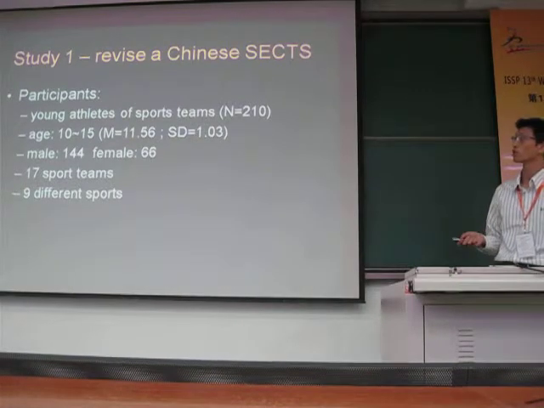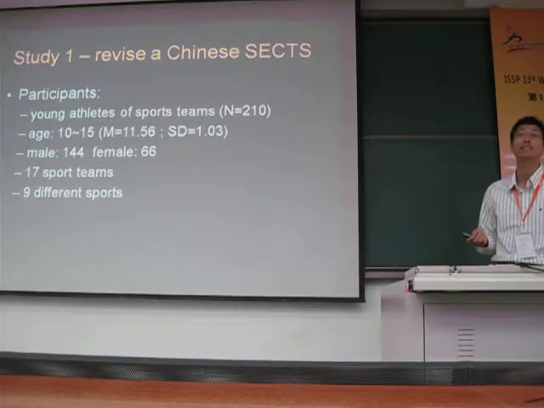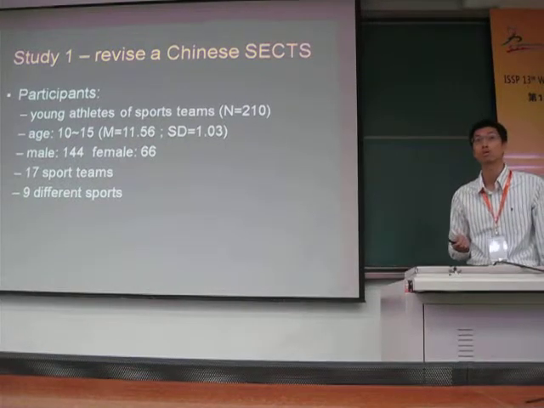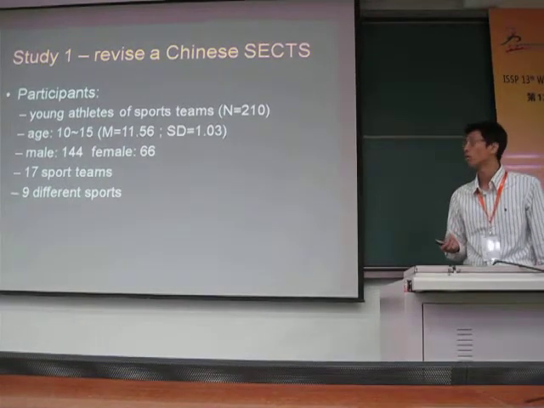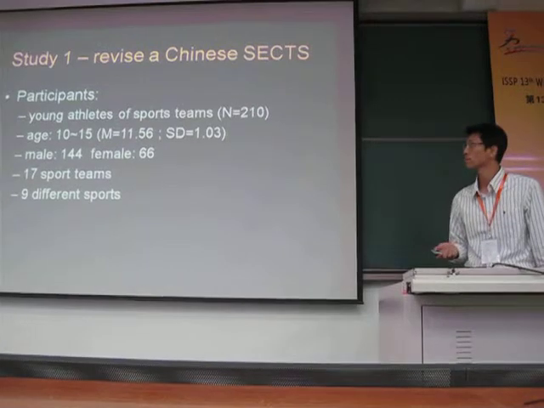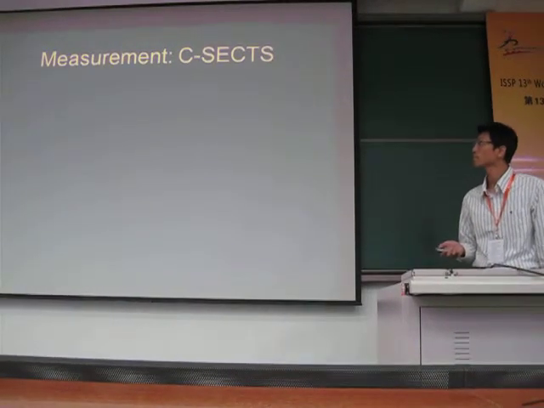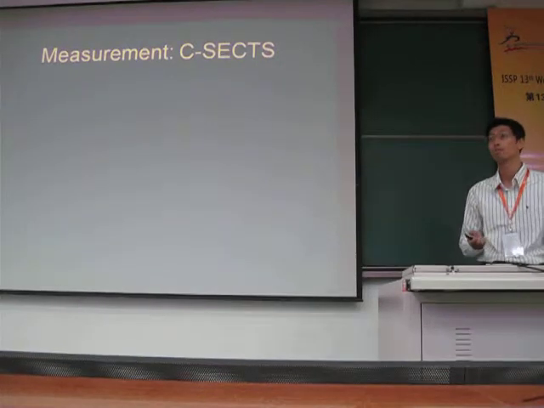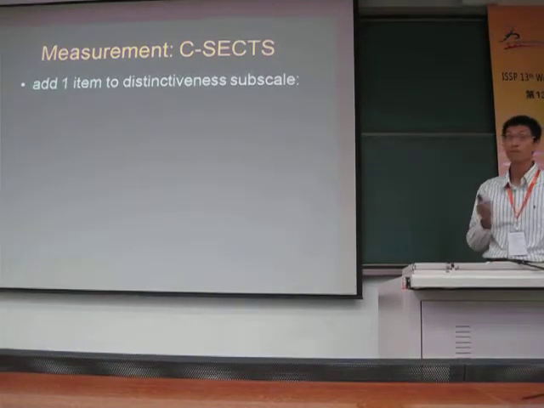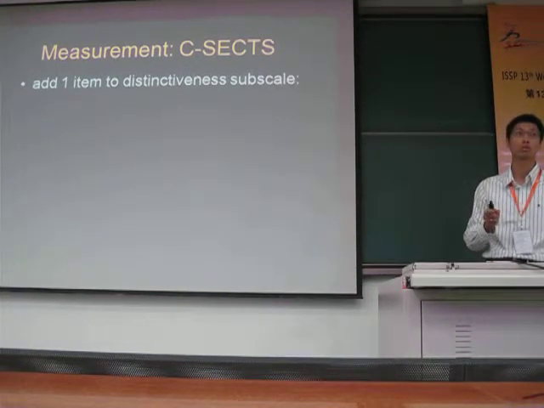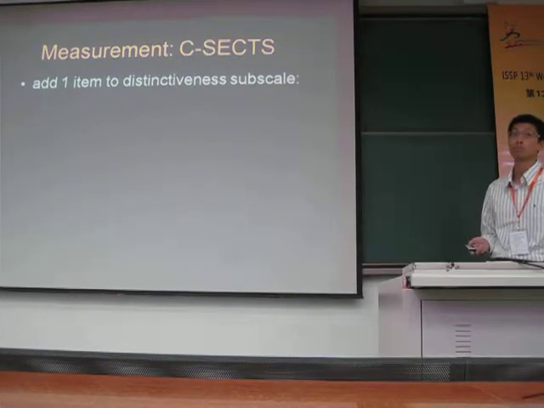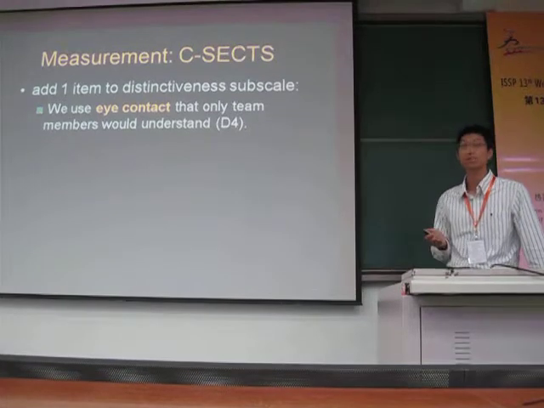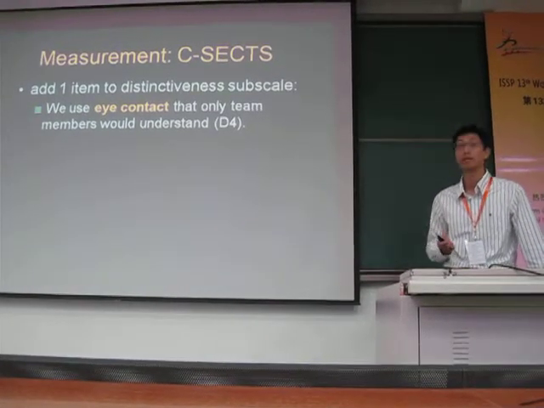Participants in study 1 are 210 young athletes from 17 elementary and junior high school sport teams of 9 different sports. After a standard back translation protocol, we exploratively add one item to the distinctiveness subscale. This item is: we use eye contact that only team members would understand.